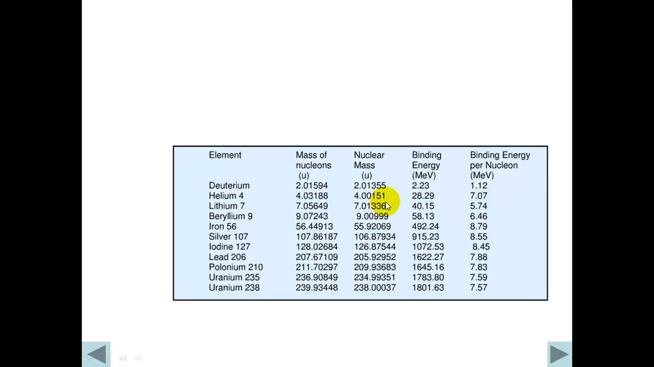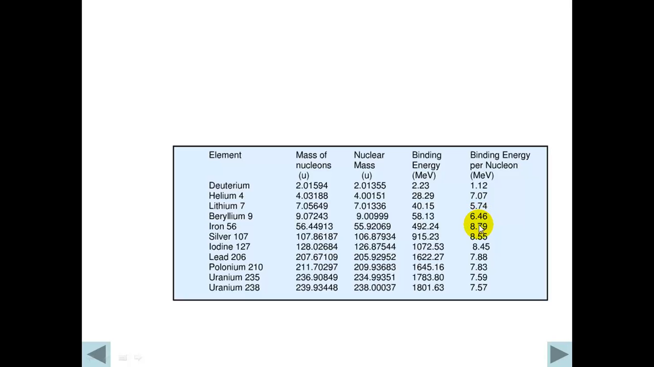You remember that helium had a binding energy per nucleon of 7.07. Lithium has a binding energy of 5.74. Iron has 8.79, and so on. Obviously, as the mass of the particle increases, the total binding energy increases. So we have to divide by the number of nucleons to find the binding energy per nucleon. So you notice that as we go from deuterium upwards, it's 1.12, 7.07, 5.74, 6.46, and so on, up to 8.79, which means to make these particles, you're releasing more and more energy.